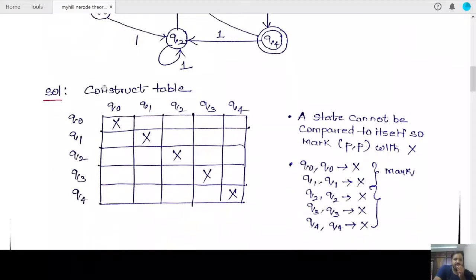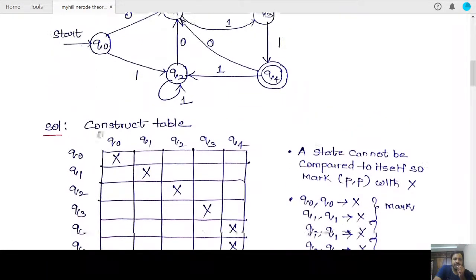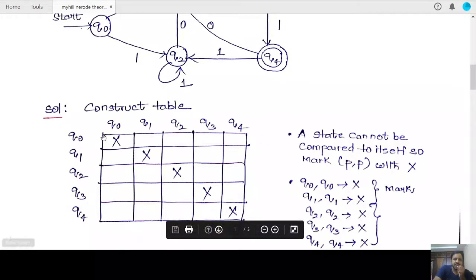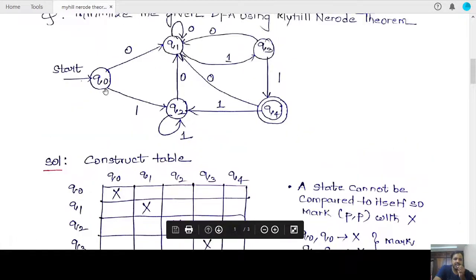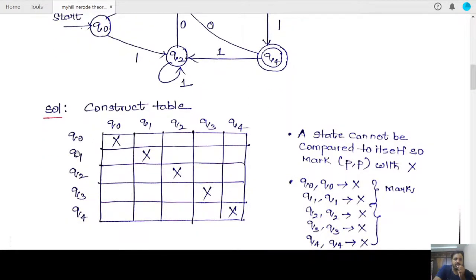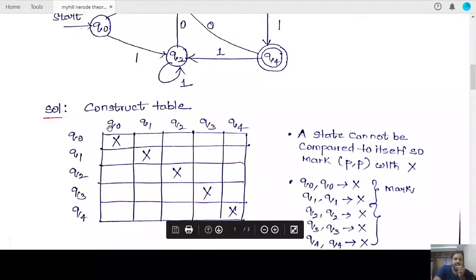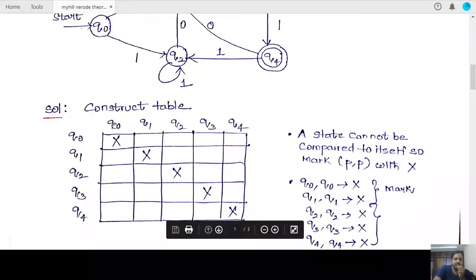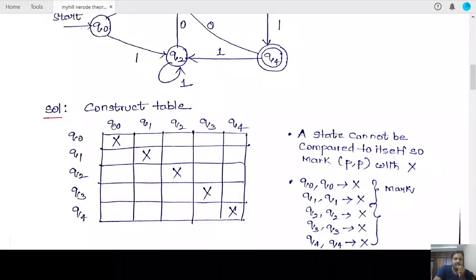So first step, construct the table, right? See how we are going to construct the table. As point number 1, for every pair of states we have to construct this particular table. That means there should be an entry. So what are the states we are having? We are having Q0, Q1, Q2, Q3, Q4. So write down those states row wise: Q0, Q1, Q2, Q3, Q4, and write down the same states column wise also: Q0, Q1, Q2, Q3, Q4. Okay, so this is nothing but simply creating a cell for every pair of states, right?